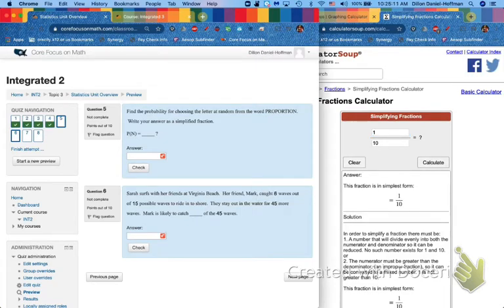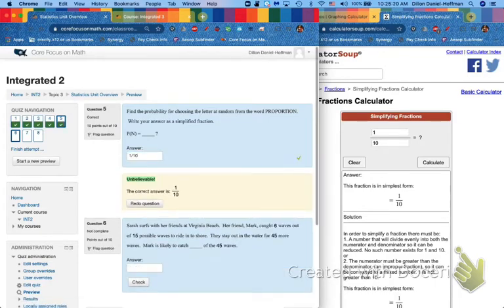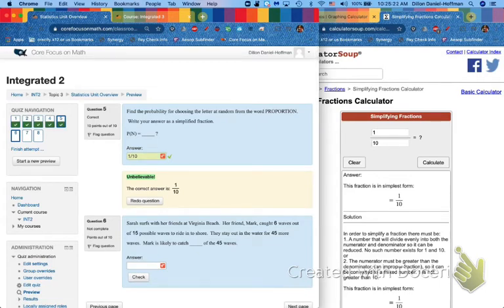But you might have, I don't know, 2 out of 10. Or maybe you had like probability of getting a vowel and you had 4 out of 10. That would reduce. So check it if you don't know. If you miss it, just hit redo. And there you go.